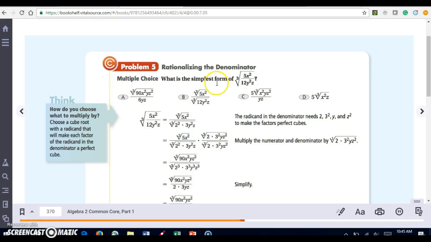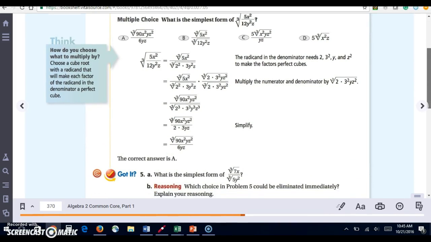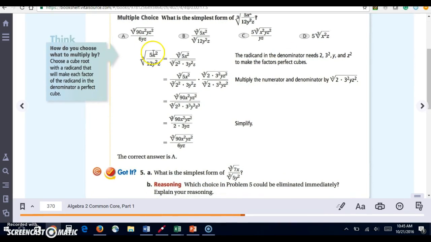It says, what is the simplest form of the cube root of 5x squared divided by 12y squared z? So I have the cube root of 5x squared divided by, and they just broke it down, and they broke all of the numbers down too. So we know that we have 2 squared times 2 squared, which is 4, by the way. So 4 times 3, we know that's 12. And so they broke that down. Then we have y squared and we have z.